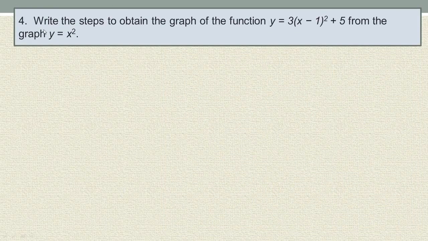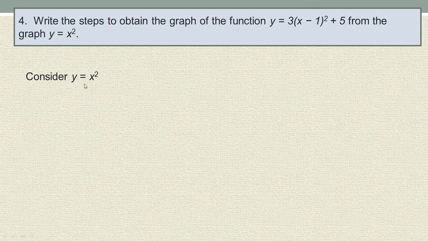Now we'll go to the fourth one. Write the steps to obtain the graph of the function y is equal to 3 into x minus 1 the whole square plus 5 from the graph y is equal to x square. So you need to give some steps to obtain this graph. Let us see how to get all these steps.